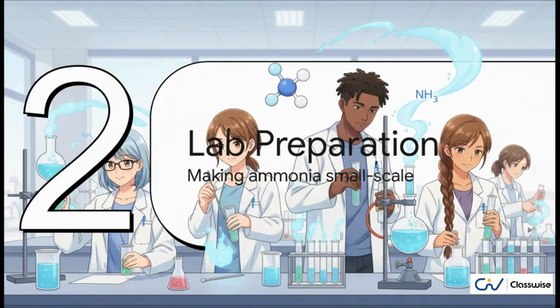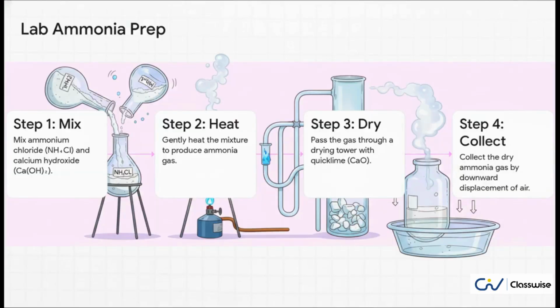So how do you actually make this stuff? Let's start small scale, like we're in a high school chemistry lab. Making ammonia in the lab is a pretty straightforward 4-step process. First, you mix together 2 solids, ammonium chloride and calcium hydroxide. Second, you gently heat that mixture up. That gets the reaction going and starts producing ammonia gas.